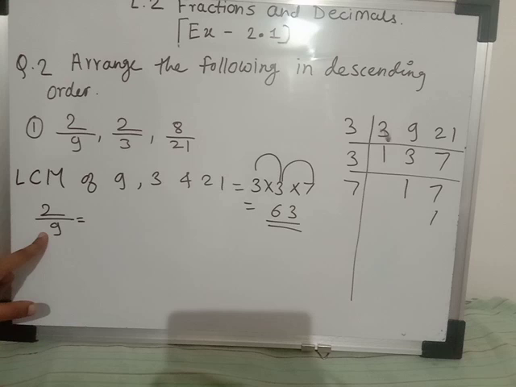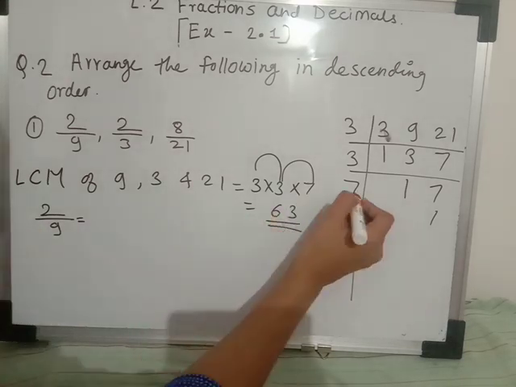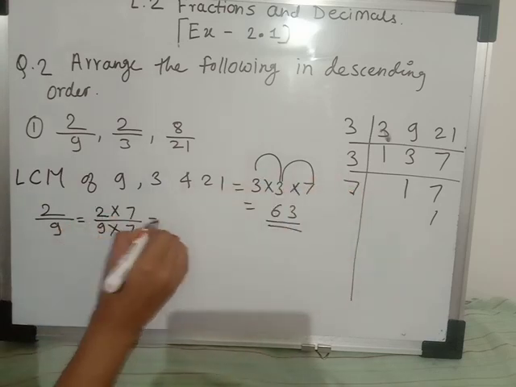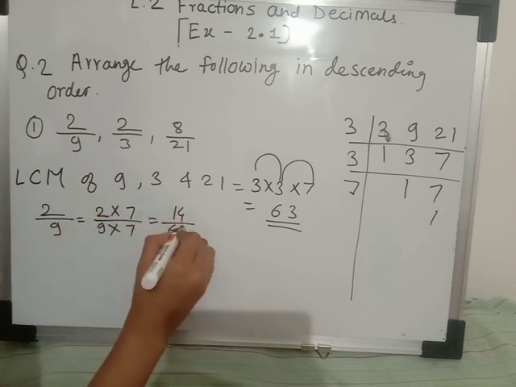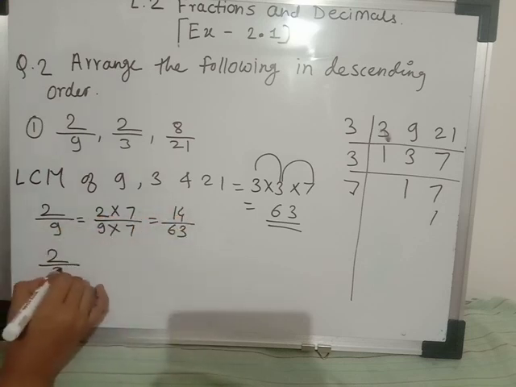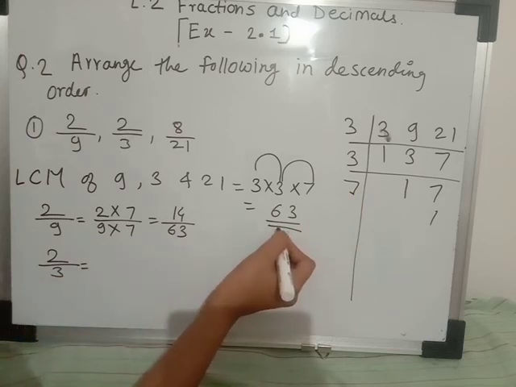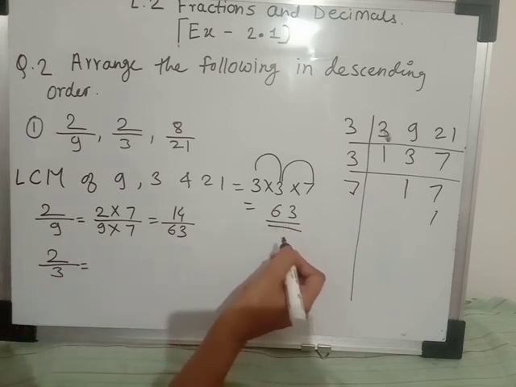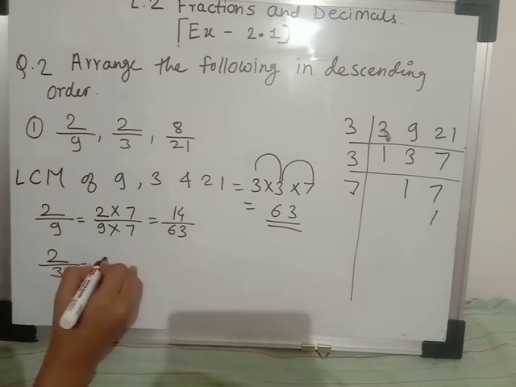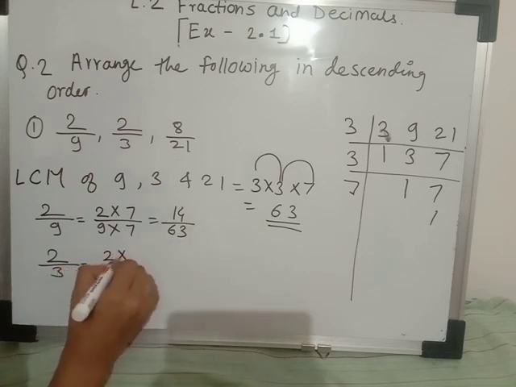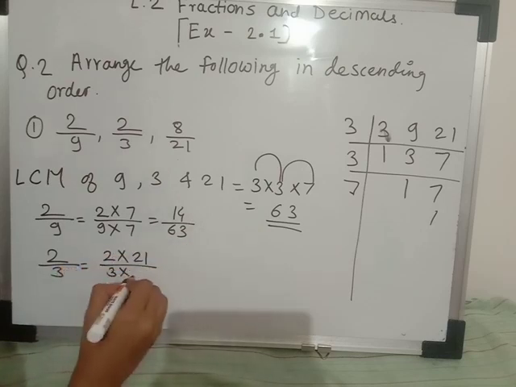2/9. So which number will I multiply with the 9 so I will get 63, that is 7 only. Okay, so 2 multiplied by 7, 9 multiplied by 7, so 2 sevens are 14, 9 sevens are 63. Second fraction is 2 upon 3. Okay, which number will I multiply with the 3 so I will get 63, that is 21. Okay, that is 21 because 21 3s are 63. So 2 multiplied by 21, 3 multiplied by 21.